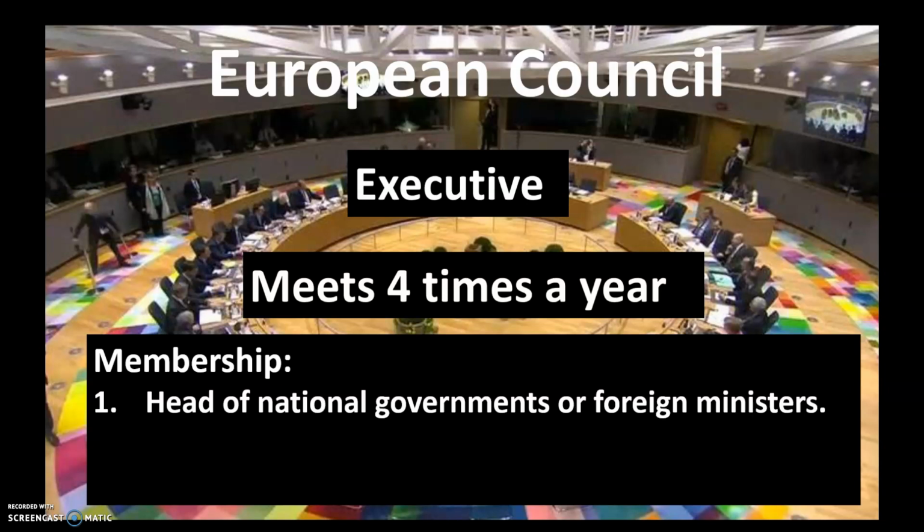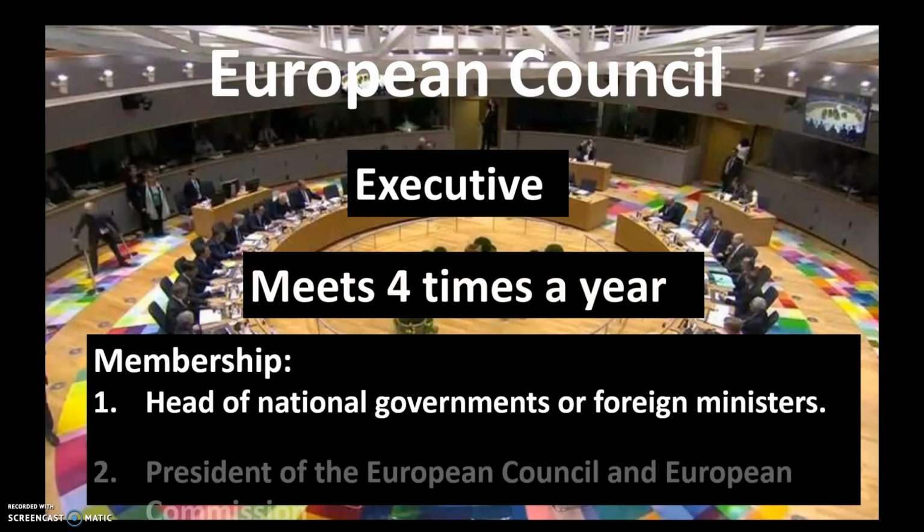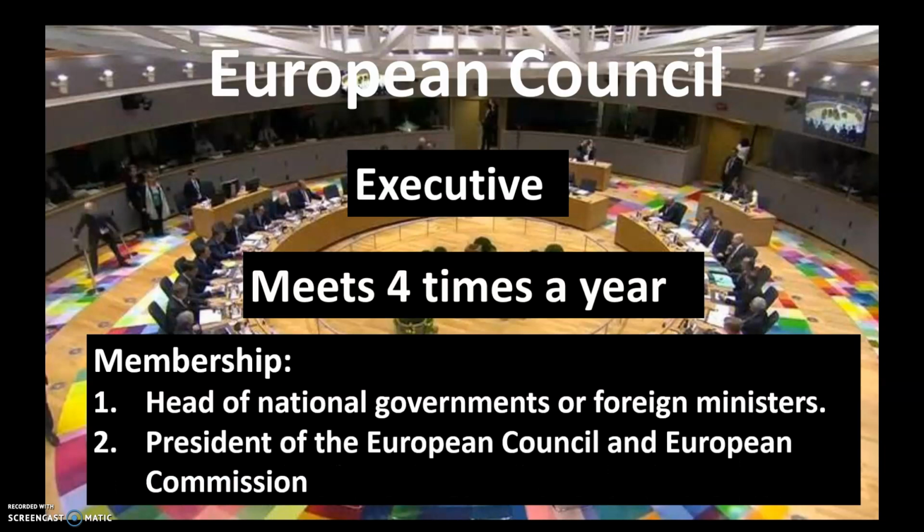So it meets at least 4 times a year. If the Prime Minister can't make it for some reason, then the Foreign Secretary would go in their place. Also members of this body is the President of the European Council. So within this institution, they elect a President of the Council, and also the President of the European Commission. So the most important member of the European Commission also attends these meetings as well.